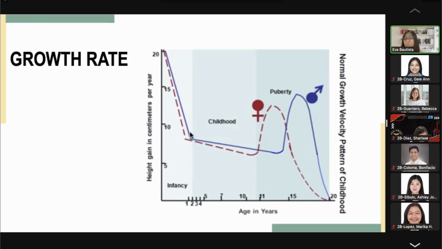So at 1 year old, they are 75 centimeters. At 2 years old, they are about 85 centimeters. The height velocity decreases with age, and it will again pick up during the pubertal stage, and then it goes down. The height velocity rate touches zero at 18 to 20 years of age. We can see here that the height velocity peak occurs earlier in females than in males by about 2 years.